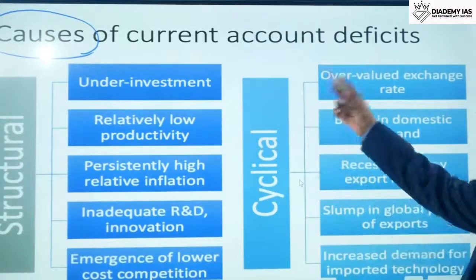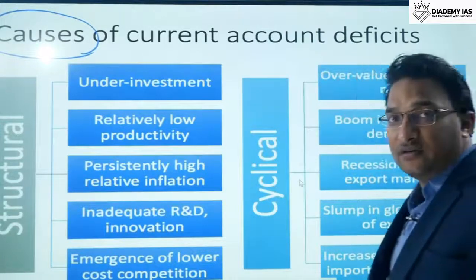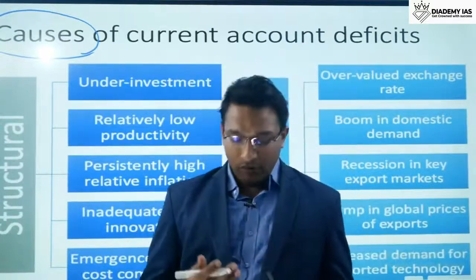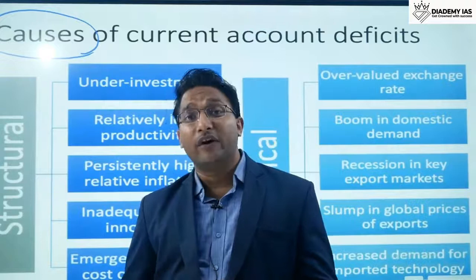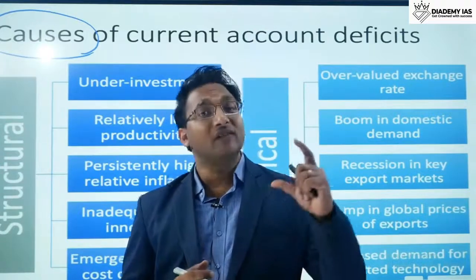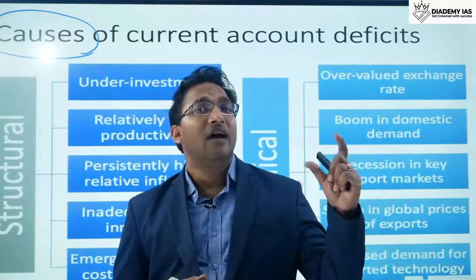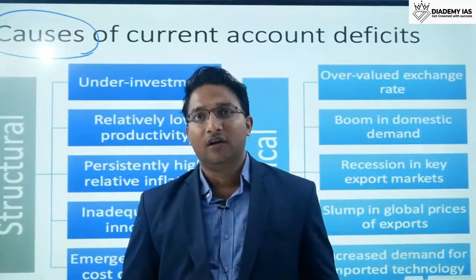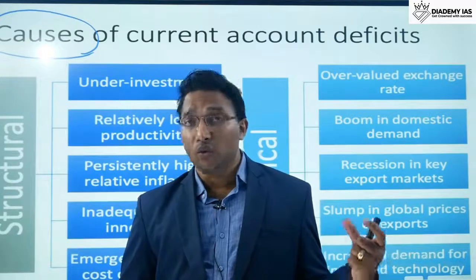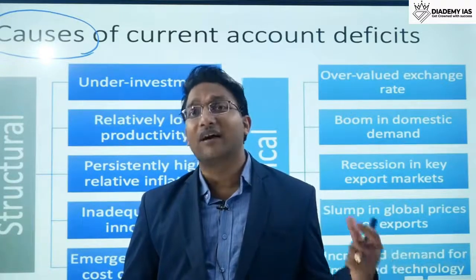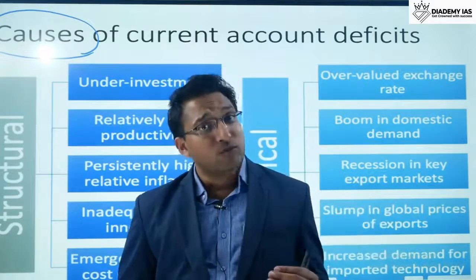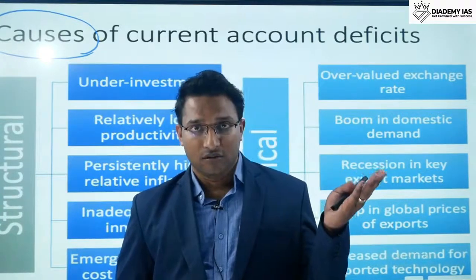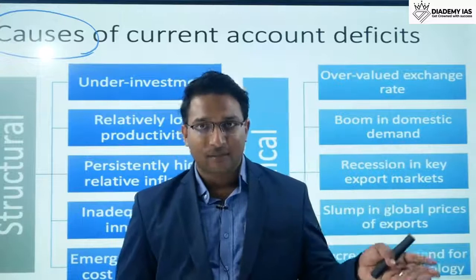So if we talk about the causes of current account deficit, why is there a current account deficit? Before we start discussing, let us understand what the components of the current account are. In the current account, we have the visible. Inside the visible, we have export and import of goods. That is one thing. So what are the factors which impact the goods trade? What are the factors which reduce the export? What are the factors which increase the import? So we have to look into that, right?